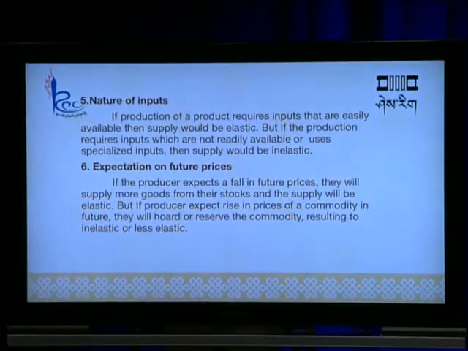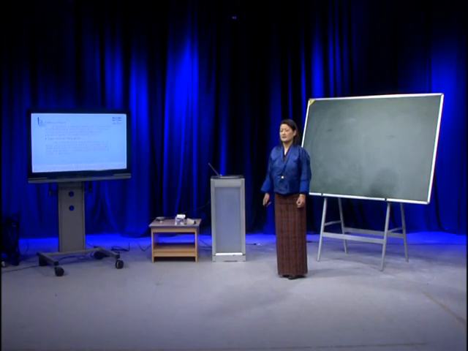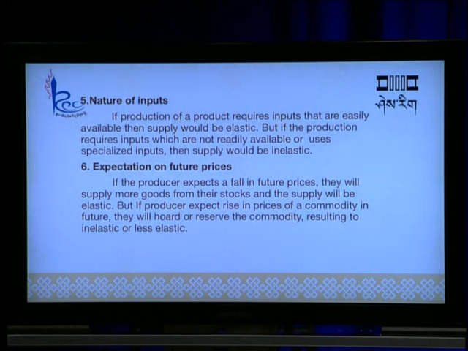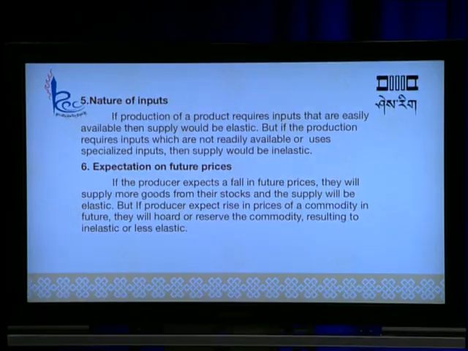Okay, now the sixth factor is expectation on future prices. If a producer expects that there is going to be a fall in the price in future, the producer is going to increase the supply of that commodity by running down their stocks. So, supply is going to be elastic. But on the other hand, if the producer expects that there is going to be a rise in price in future, the producer is going to hoard or reserve the commodity so as to enjoy the advantage of higher prices in future. So, in this case, the supply is going to be inelastic or less elastic.